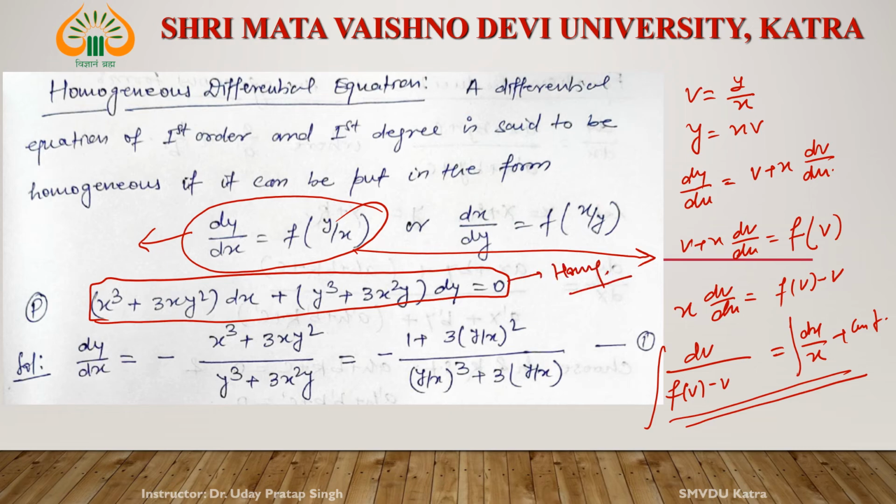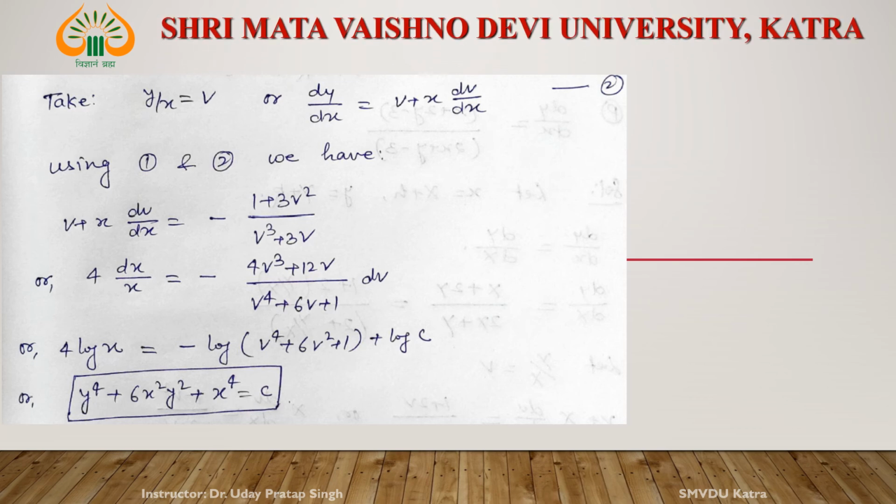No problem. This differential equation is homogeneous. So dy by dx can be written in this form, and this is function of y by x. So this differential equation is homogeneous. Now how to solve this differential equation? Apply v is equal to y by x, y equal to xv, and dy by dx equal to v plus x dv by dx. So v plus x dv by dx equal to minus plus 3v square v cube plus 3v.